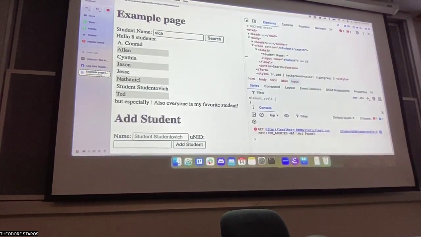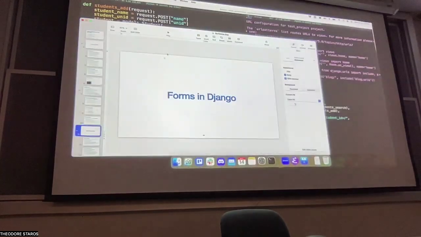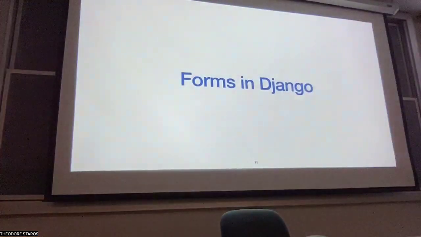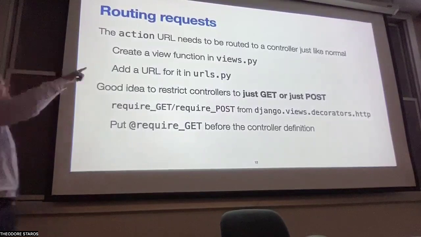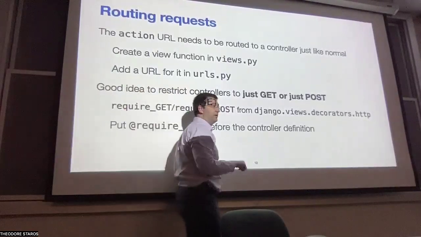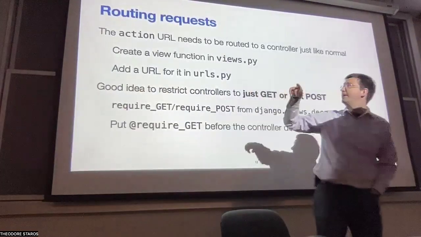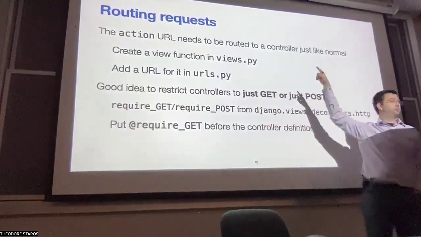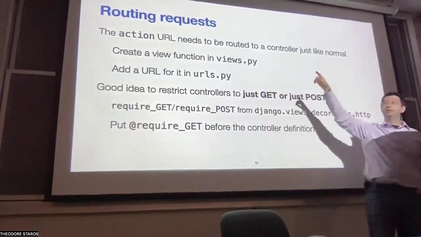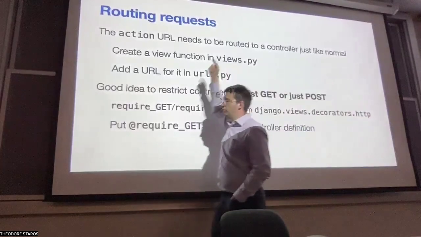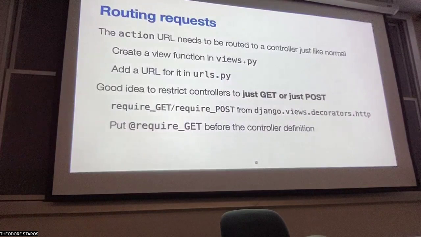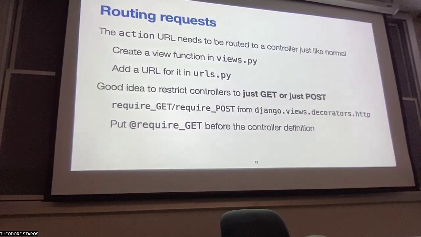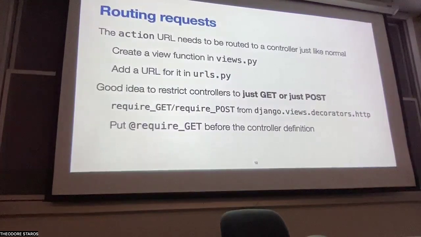So just a reminder of the process here. What we did to make the form work in Django, we added a URL to urls.py to route that form action to a specific controller. Then we create a view function for that controller in views.py. And then in there, you can get the GET and POST fields.